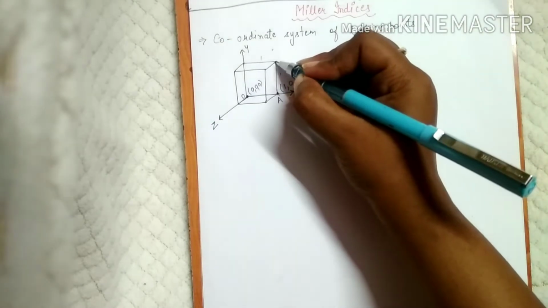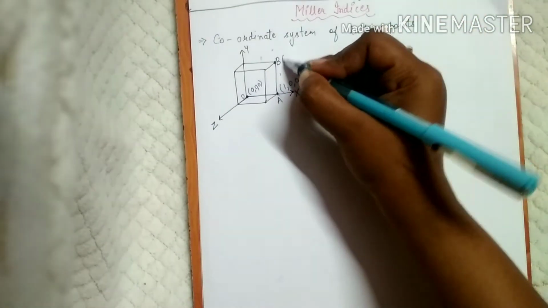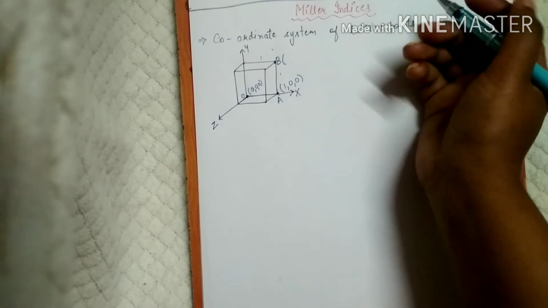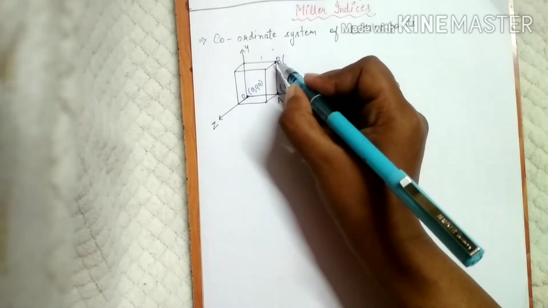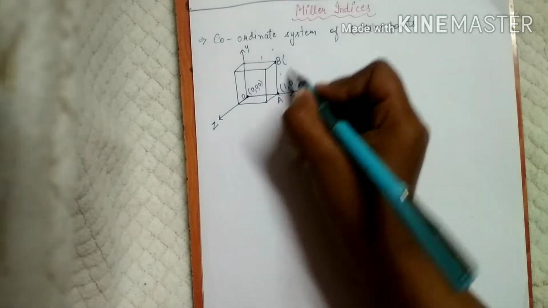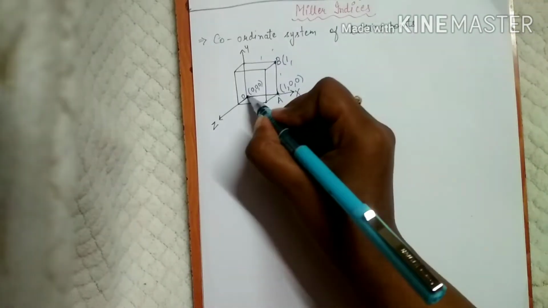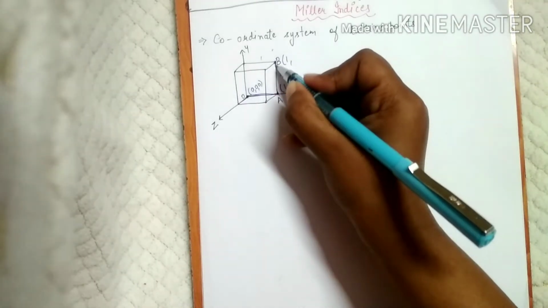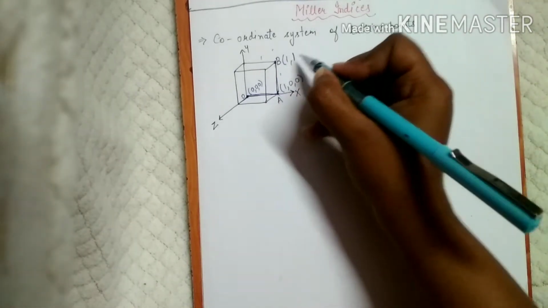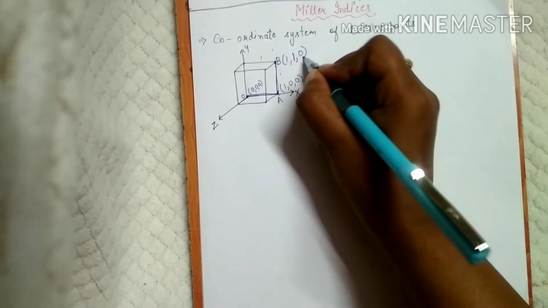Next I am considering this point B. Now what will be the coordinates of this point? So see, to reach point B you first have to move 1 distance along the x axis, and then 1 distance along the y axis. Along x 1 and then along y 1 distance, and not in the z direction. So the coordinates will be 1, 1 and 0.